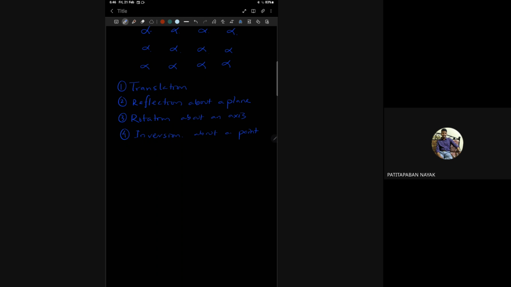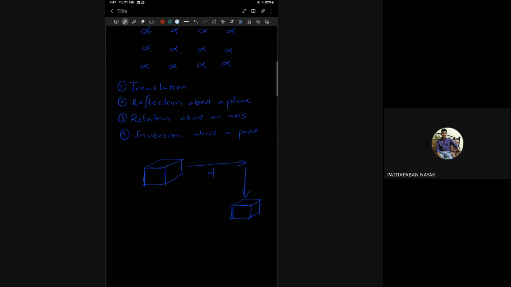Translation means, suppose one object is here. I'm taking the object to be a cuboid. I'll simply move this cuboid along this direction by a distance d. Still the object will look the same. In that case, I'll say that this cuboid is symmetric about translation.